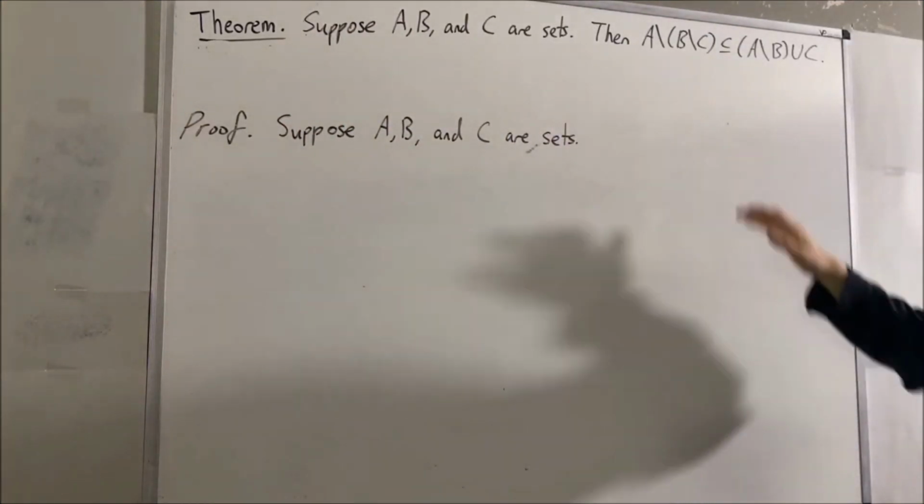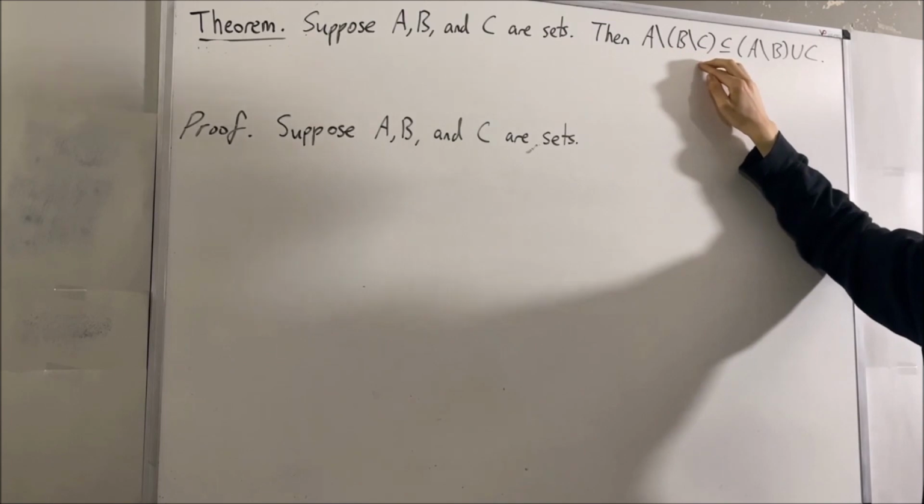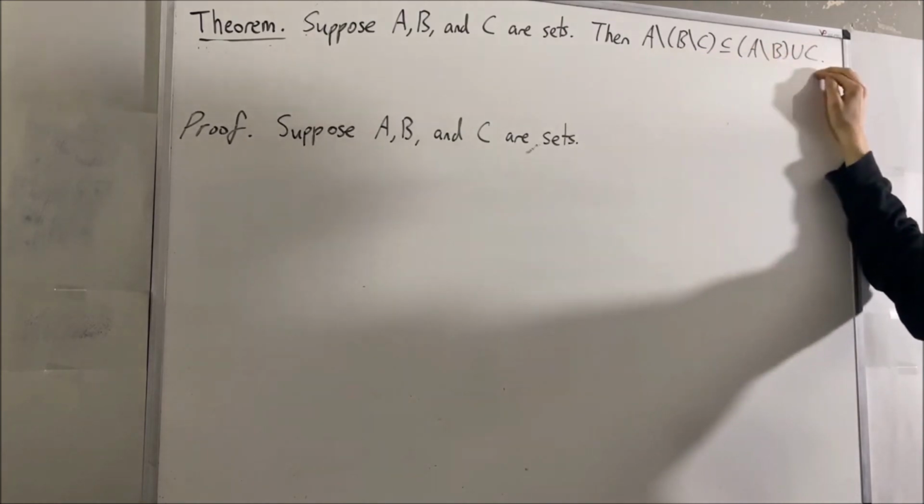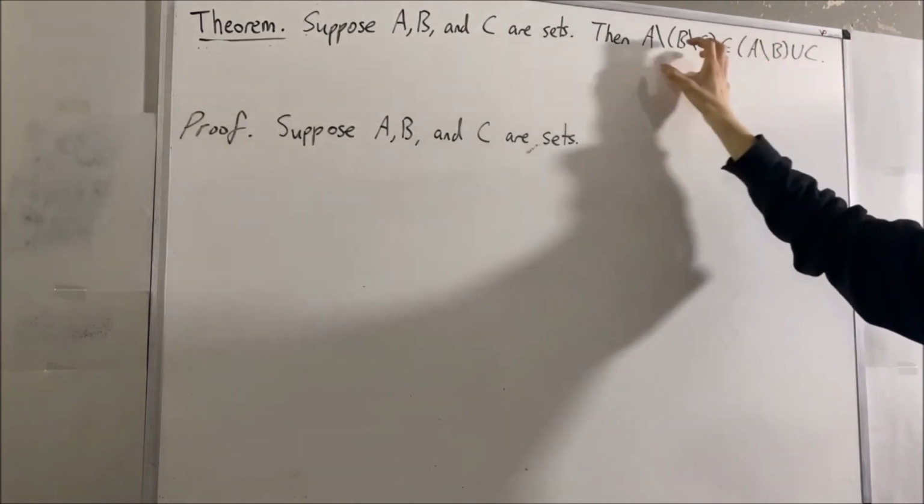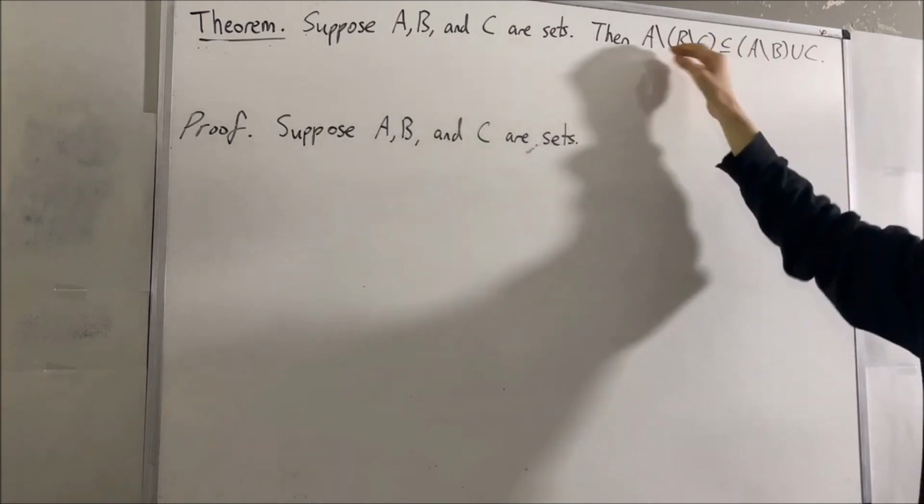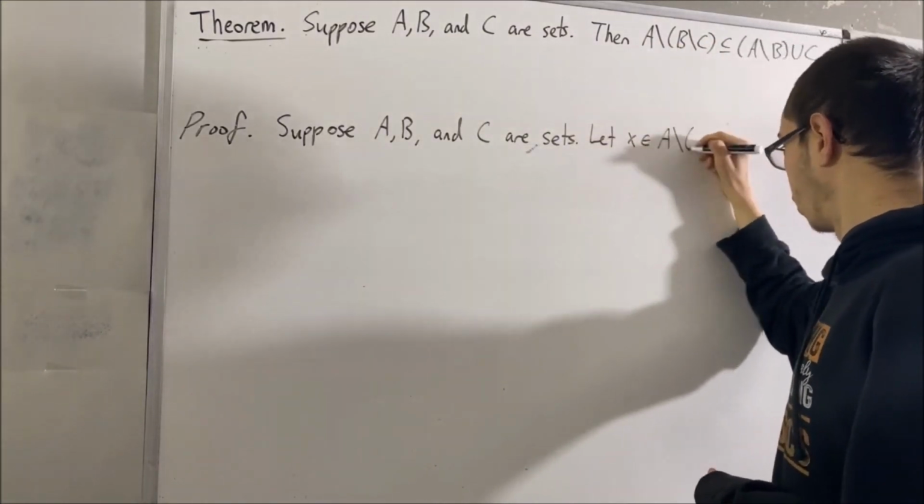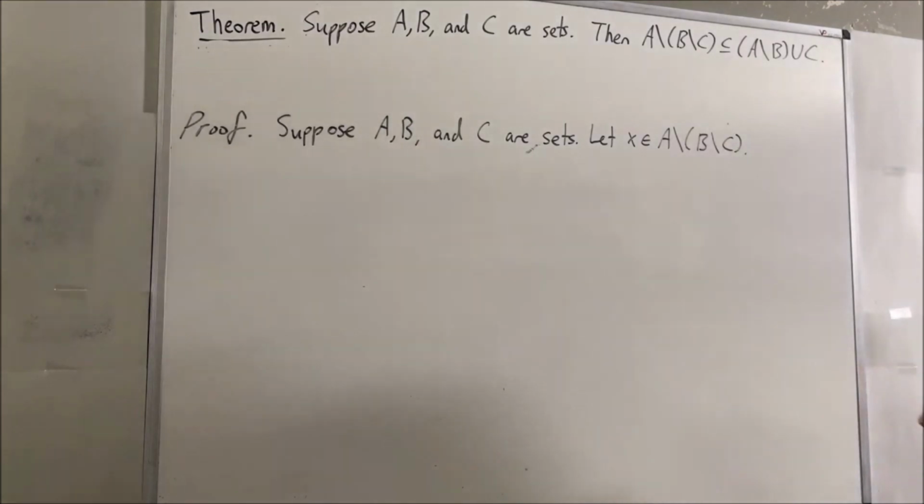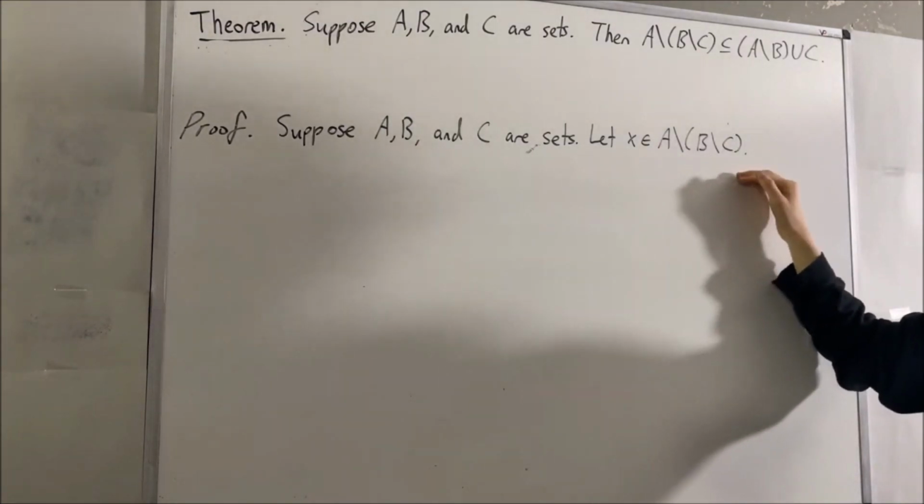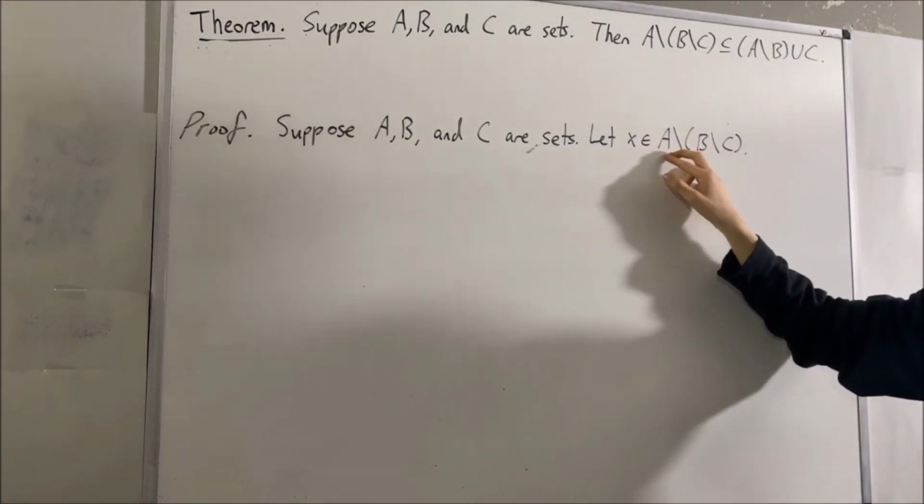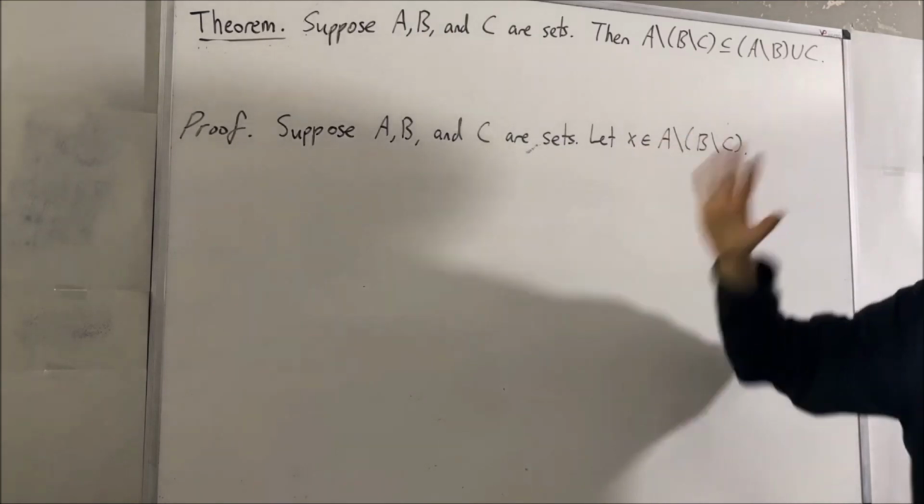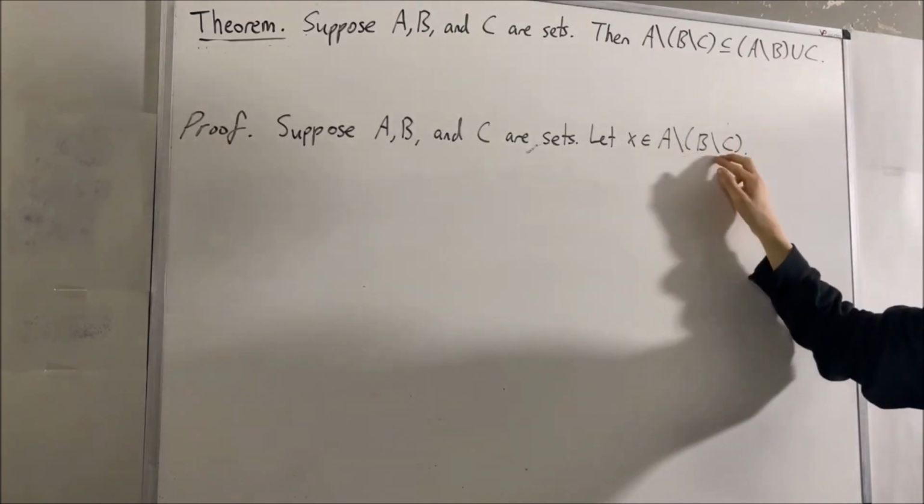And now we want to prove that everything in this set is also in this set. So give me an arbitrary element of this set. I'll call it X. Okay, so what does this mean? Well, really, it means that X is an element of A, and X is not an element of B set minus C.